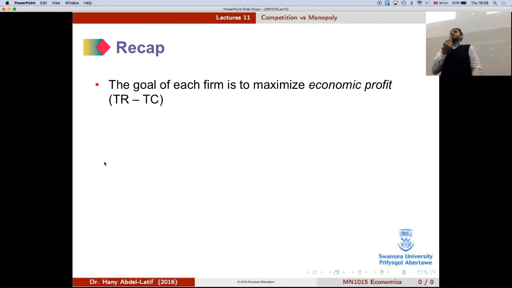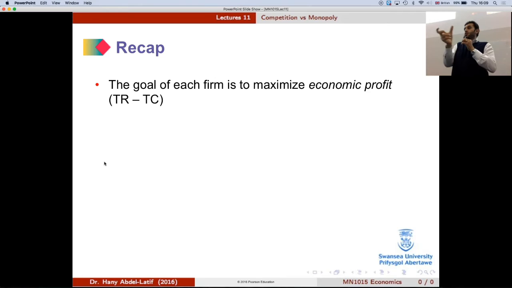And we saw last lecture that to calculate the economic profit, we look at the difference between the total revenue and the total cost. So you try to find the output level that makes the difference between the total revenue and the total cost the maximum. So remember, that's what they want to do. They want to maximize profit.